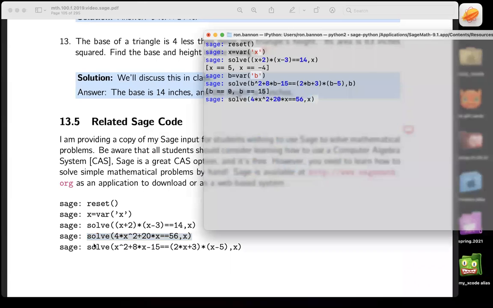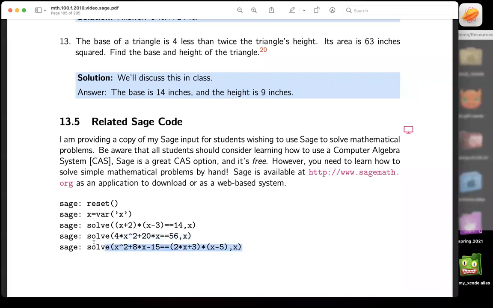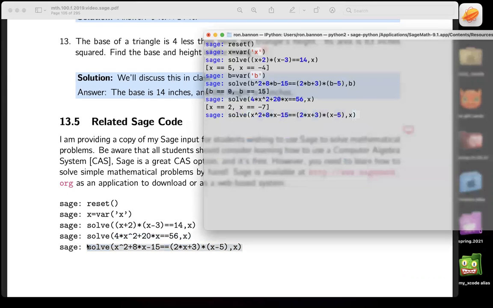Before I hit the return, I want to put this as it says, solve an equation. The equation is 4x squared plus 20x equals 56, for x. It does it. It says the answer is 2 or minus 7. If I do the last one there, by the way, these are problems from the problem set. If I copy paste that in there, hit the return, it solves the equation x squared plus 8x minus 15 is equal to 2x plus 3 times x minus 5, and it says x is 0 or 15.